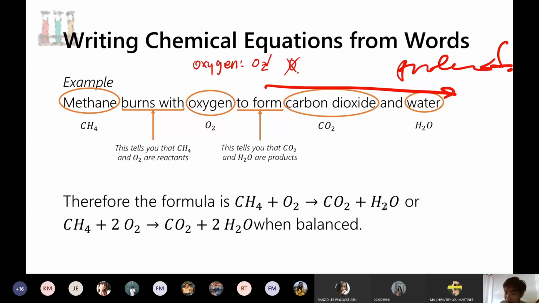Then, you have to balance it. CH4 to H2O, to O2, CO2 to H2O. So, ganun lang. After identifying the formulas, you check which of them are the reactants and the products, then you balance them. So, ganun lang. Okay.